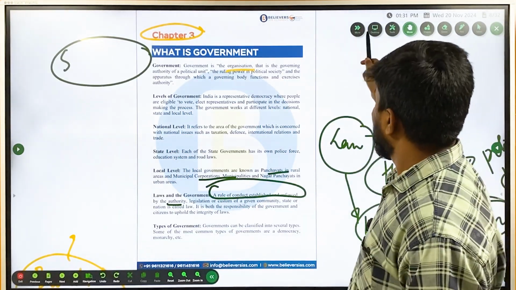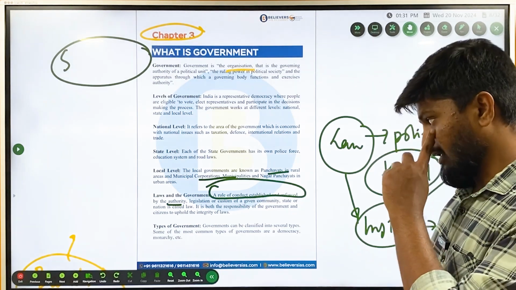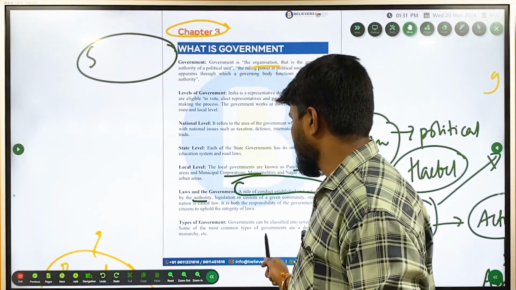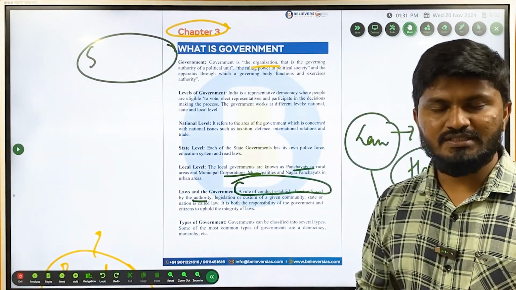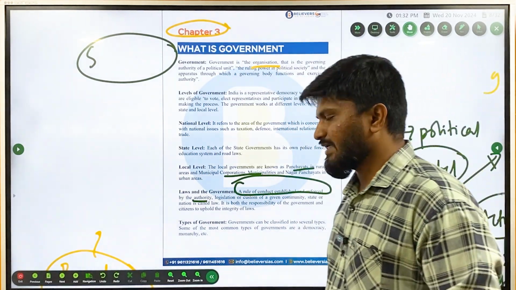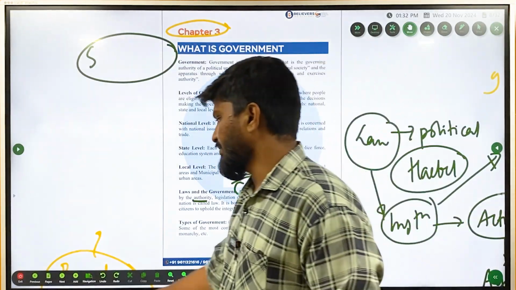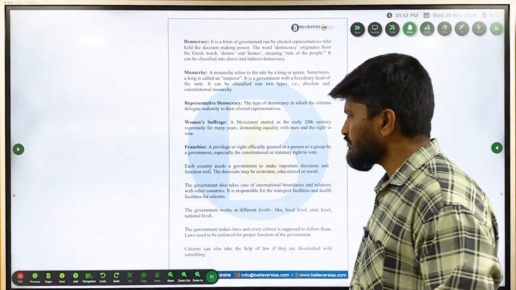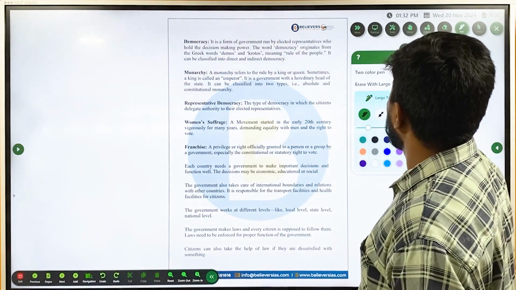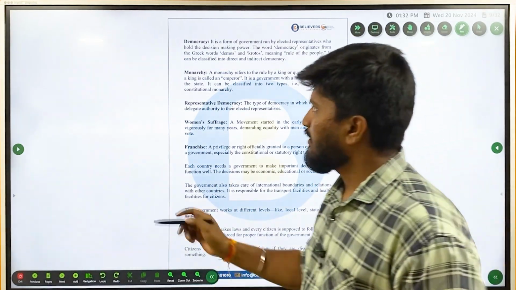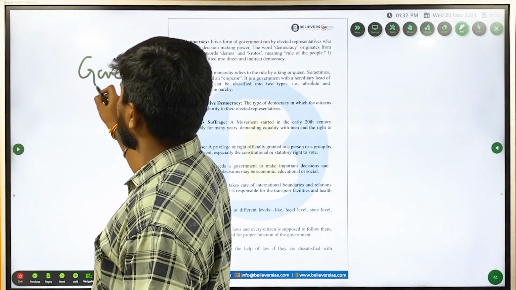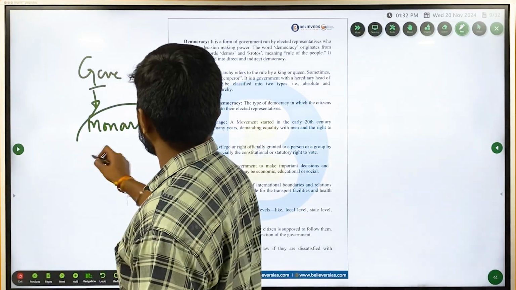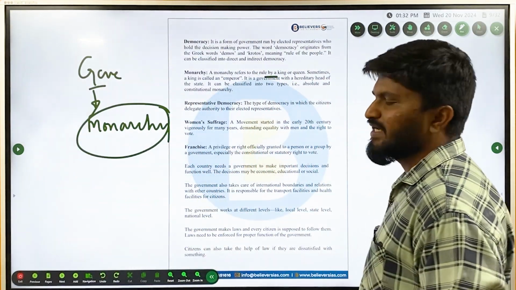Okay, and then the types of government. Government can be classified into several types, some of which are democracy, monarchy, oligarchy, etc. First we'll understand what is democracy. In the history of governance, the earliest form of governance was monarchy. What is monarchy? Monarchy refers to rule by a king or queen.